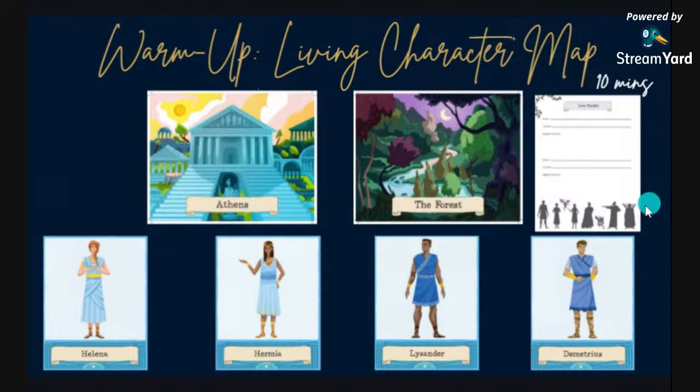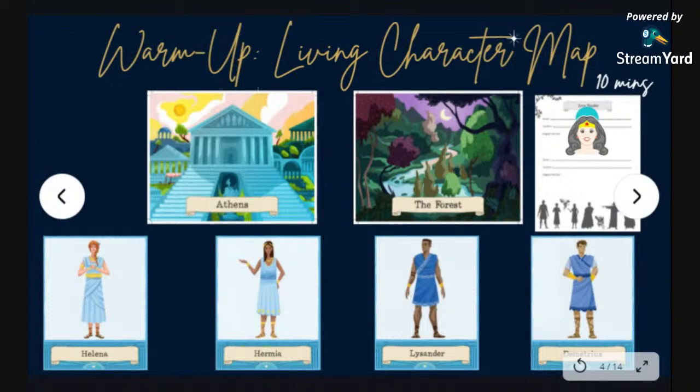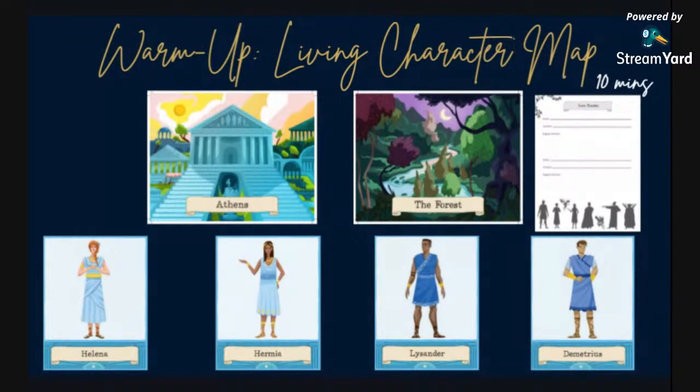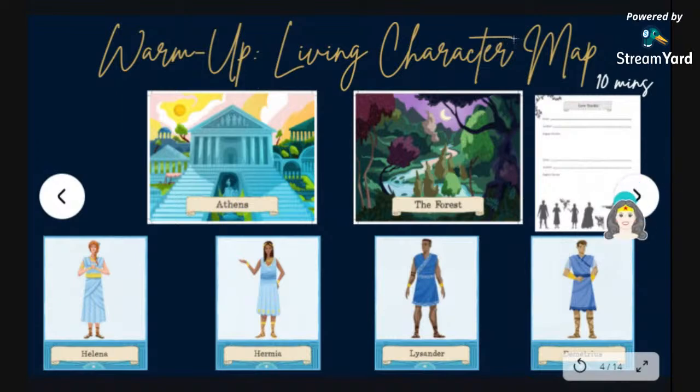Students will record this diagram in their love tracker in the front of their activity books and label it Act 1, Scene 1. So really just establishing who is in love with whom at the beginning of the play, because it will get confusing as they continue to read.